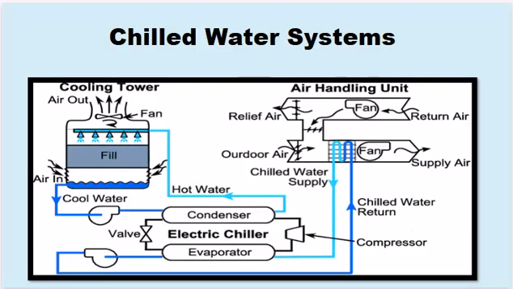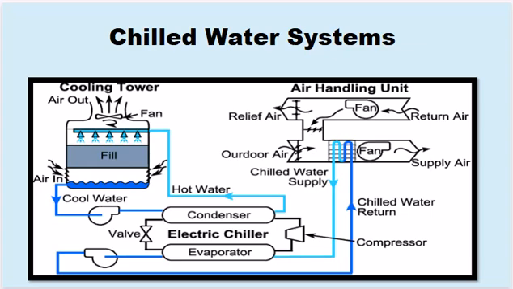Chilled water system. The chilled water system uses chilled water to cool buildings. Components. Cooling tower removes heat from the system by cooling warm water. Electric chiller cools water below the temperature of the cooling tower. Air handling units, AHUs, distribute chilled water to cool the building.